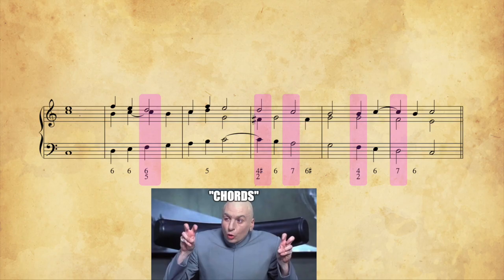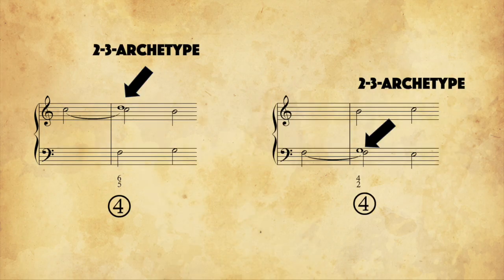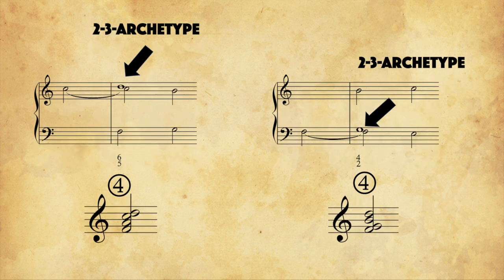Most prominently, the pre-cadential 6/5 chord and the descending 4/2 chord are originally derived from a two-voice suspension archetype that could be called the mother of all dissonances. Just let this information sink in for a minute.